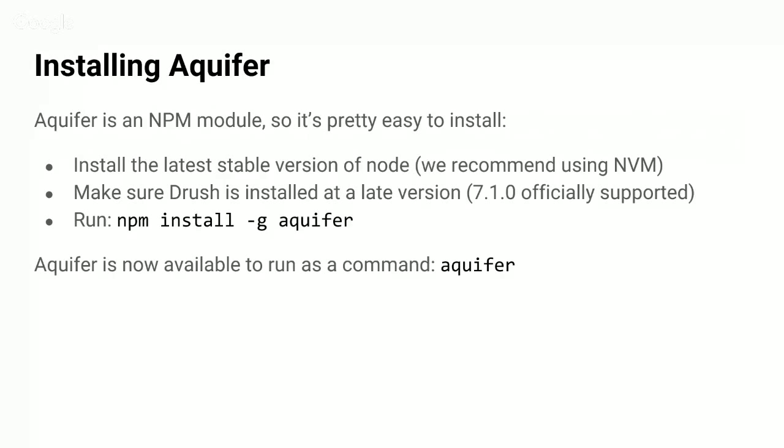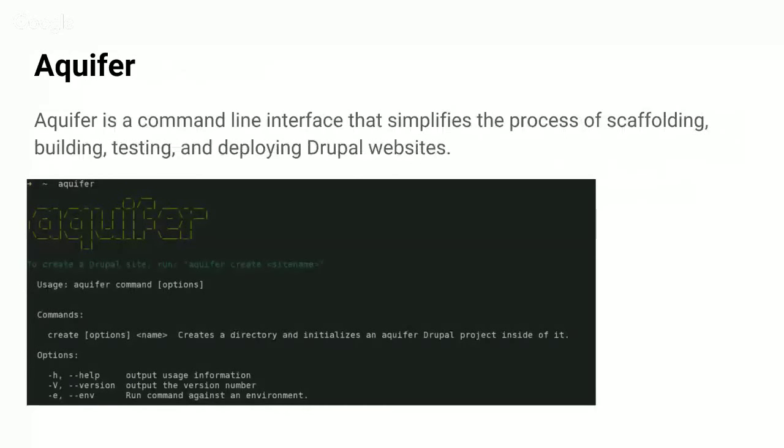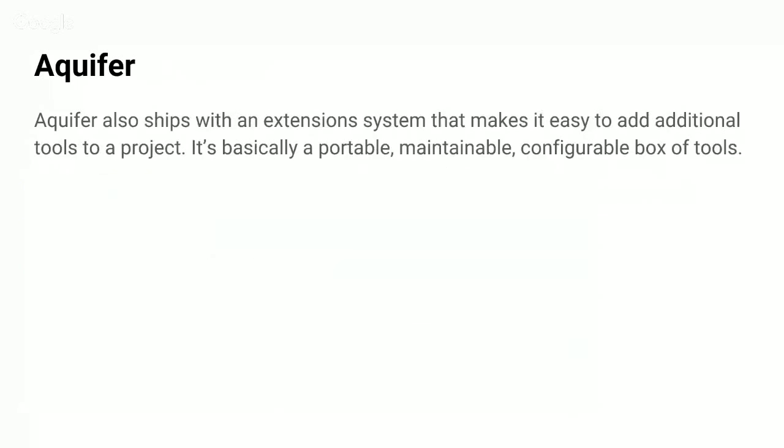And then once you have those two things done, just run npm install -g aquifer. That -g flag is basically telling npm to install it globally on your system as a system level dependency. So it becomes a command that's available just with the aquifer keyword. And when you run that, you'll get this nice little CLI help.